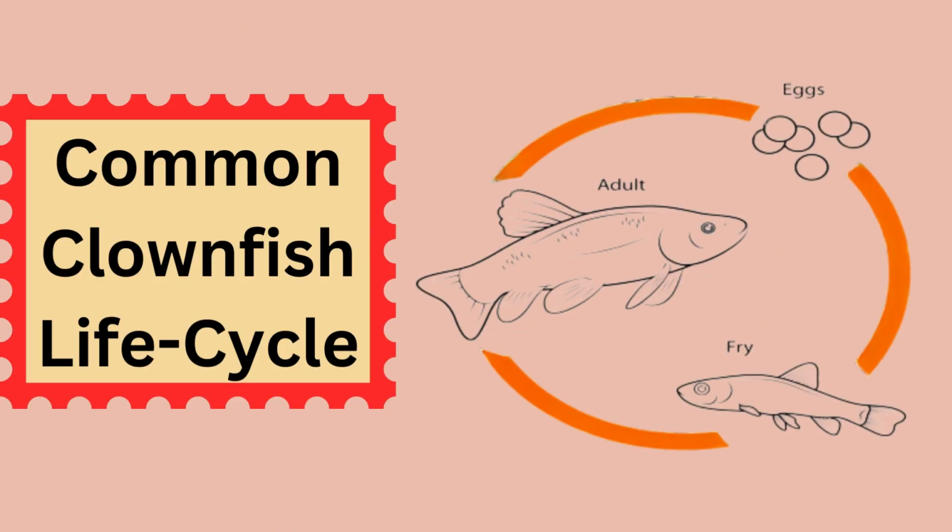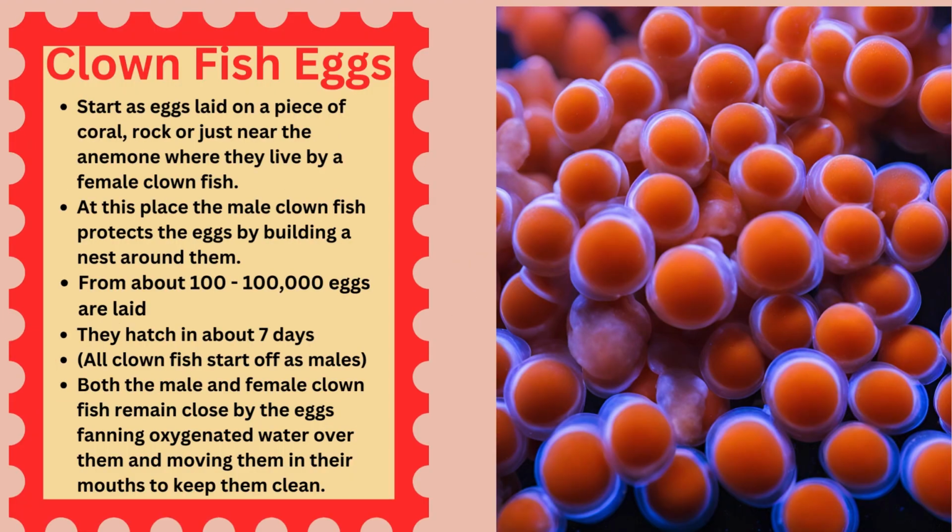Common clownfish life cycles. Clownfish eggs. The eggs are laid on a piece of coral, rock, or just near the anemone where they live by a female clownfish. At this place, the male clownfish protects the eggs by building a nest around them. They can lay anywhere from 100 to 100,000 eggs. They hatch in about 7 days.